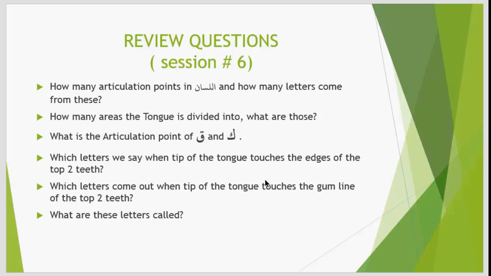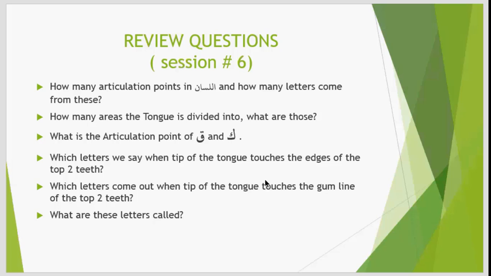Some of you are giving in English, some of you are giving in Arabic. Yes, alhamdulillah, there are 4 parts. The deepest part of the tongue, the back part, that is aqsal lisan, and then the middle part, that is wastul lisan, the edges or the sides of the tongue, that is hafatul lisan, and then the tip of the tongue, that is tarful lisan. Alhamdulillah. So what is the articulation point of qaf and kaf?